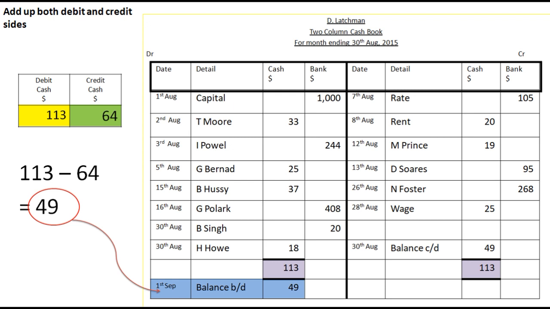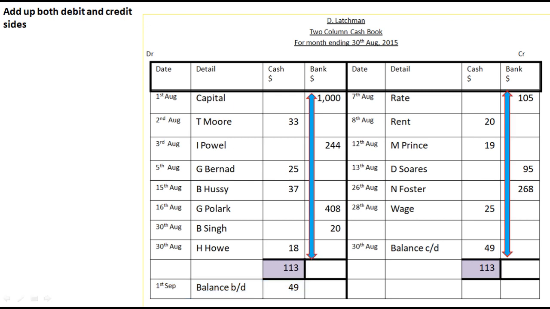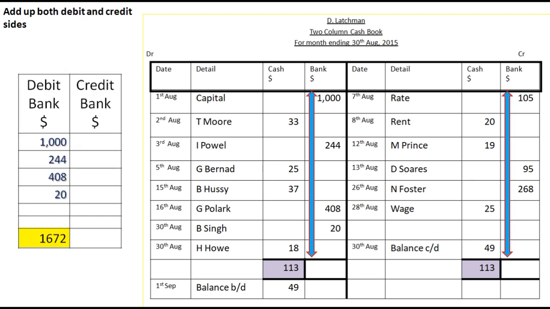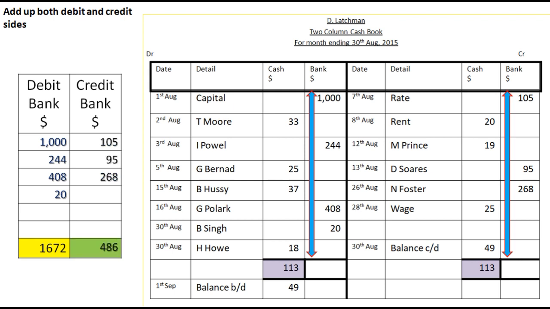Now we have to do the same thing to balance off the bank columns of the cash book. First, we have to add up both sides, the debit and credit bank columns, in the cash book. On the debit side of the bank columns, we have $1,000, $244, $408, and $20. When we add that up, we have $1,672. Then in our working, we're going to add up the credit bank column, in which we have $105, $95, and $268, and that will give us a total of $486. So that means we paid out $486 in checks.